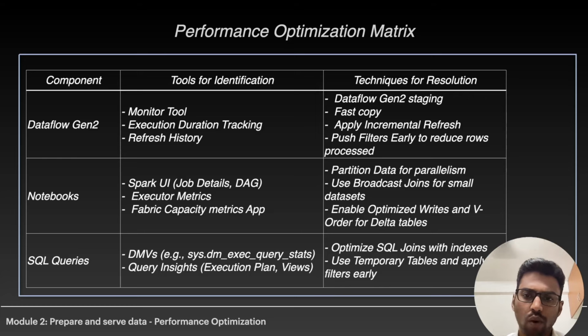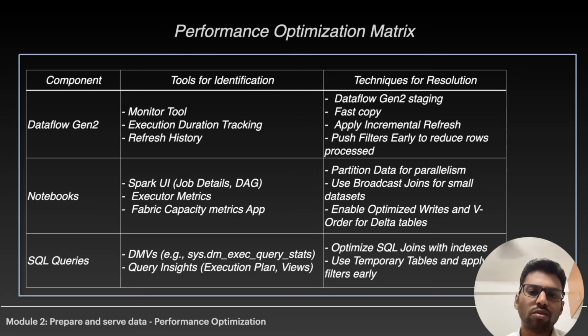And we'll talk a bit about techniques, but I think we can look at the tools first for identification, and then we can jump onto techniques, and then we'll talk about each and every technique, be it Dataflow Gen2 staging, fast copy. In my previous video I provided a demo. We'll probably quickly look at it in brief. And applying incremental refresh, which is currently in preview in Dataflow Gen2, to improve the performance without doing a full load. And you can also push the filters early to reduce the rows processed.